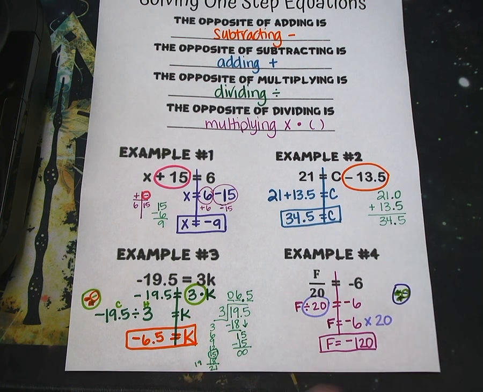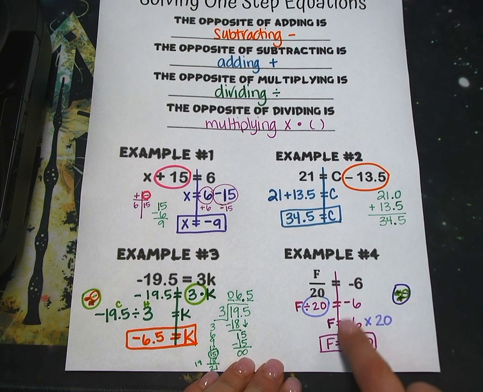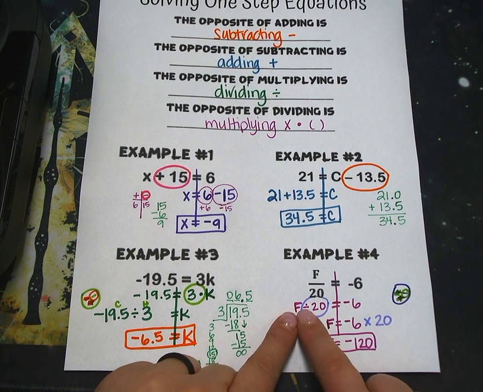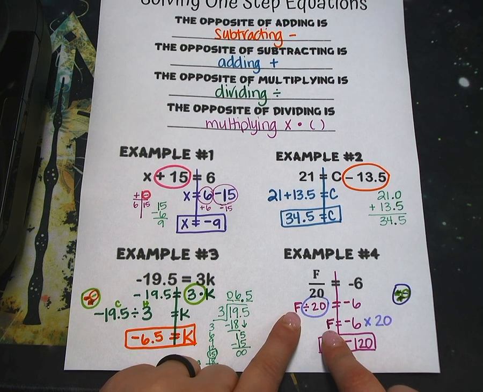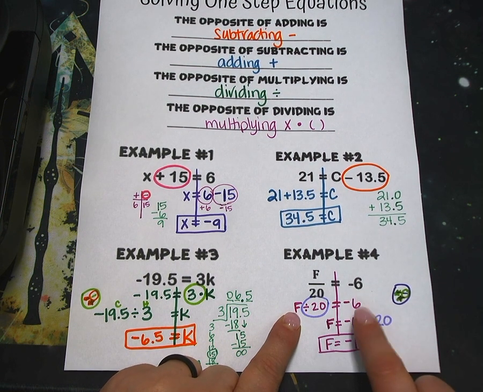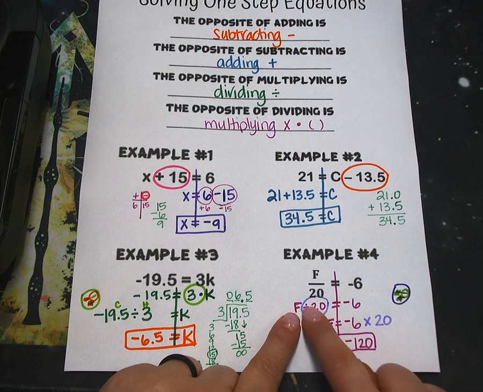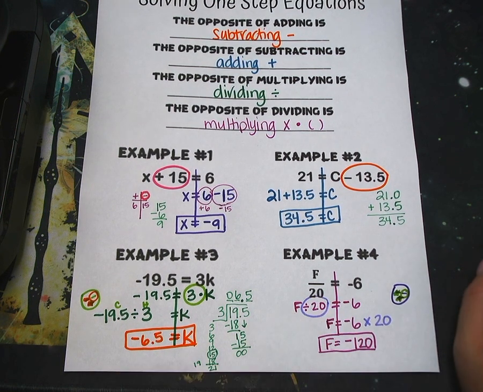And that is solving one-step equations, guys. Remember, the first thing you do is draw your line down your equal sign. You write your letter by itself. You bring down the number that's by itself, and then you do the opposite. Okay? Go practice.